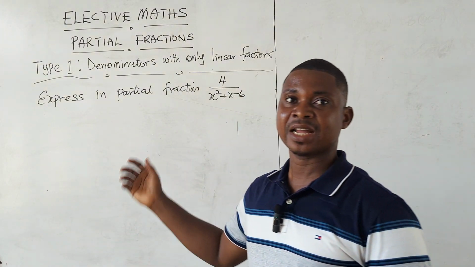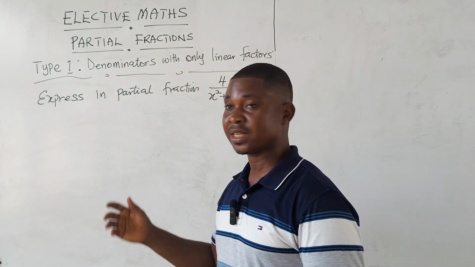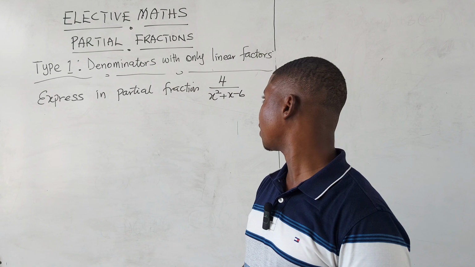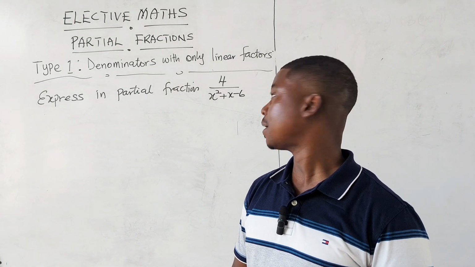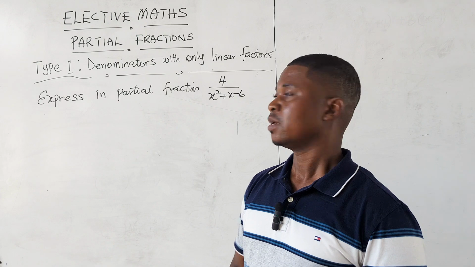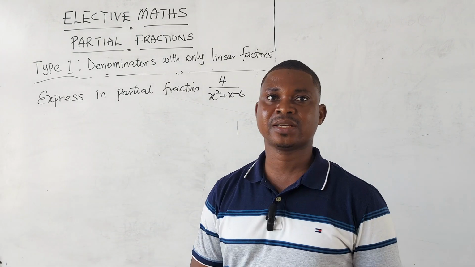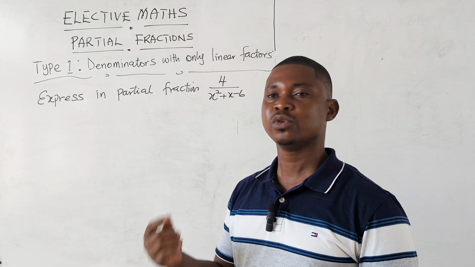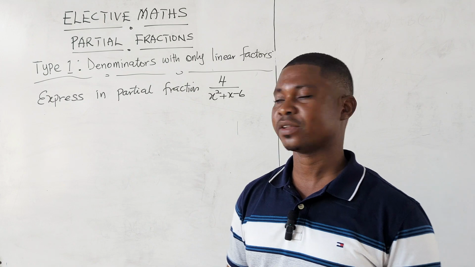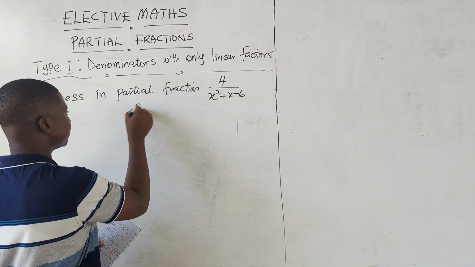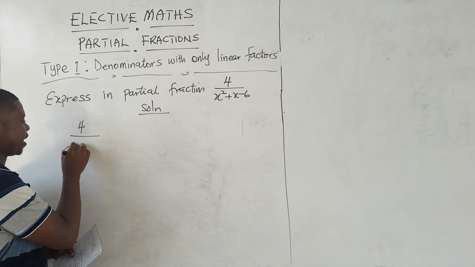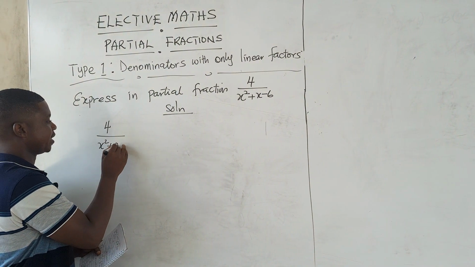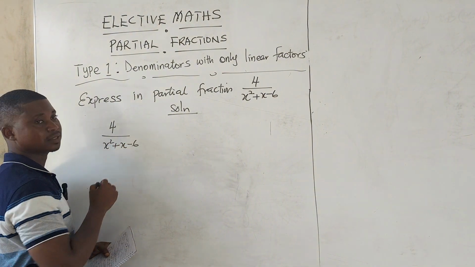So another question that can also be considered under type 1, as I said, is to express in partial fractions 4 out of x squared plus x minus 6. Though the denominator is quadratic, you can factorize it. So let's see 4 out of x squared plus x minus 6.